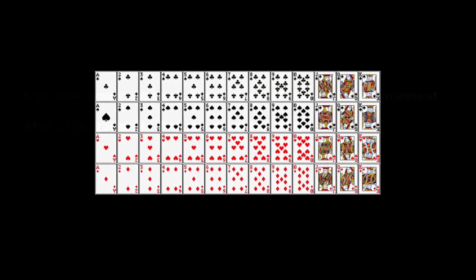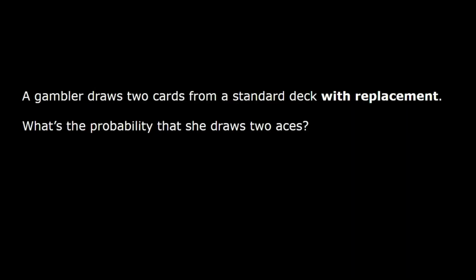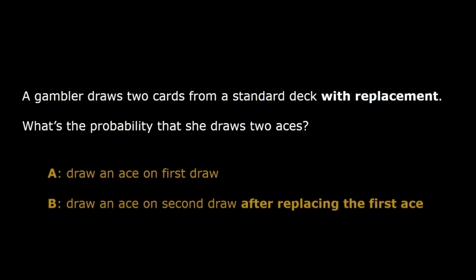So the first problem we'll look at is a gambler, and a gambler draws two cards from a standard deck with replacement. What's the probability that she draws two aces? And what makes this a little bit more complex a situation is the gambler's not just picking a single card, but the gambler's picking two cards. So there's actually two separate events to consider.